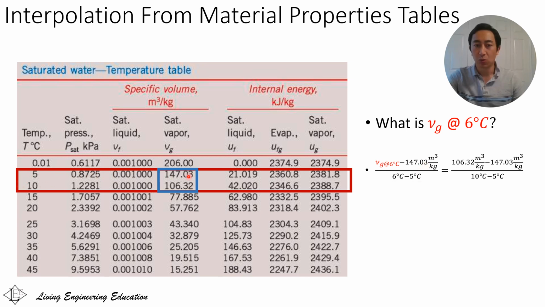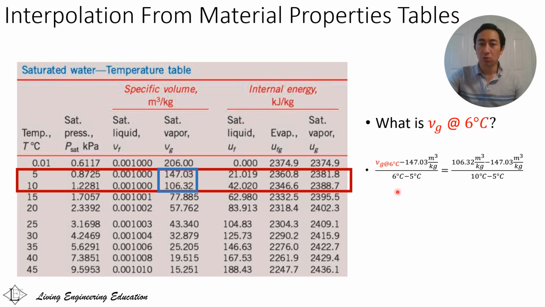So I just look at this row, and I relate it to my unknown. And I equate that to the slope of the known values, or those are the values at 5 degrees and 10 degrees. So 10 minus 5 degrees in the denominator, those are my x. And so then I have to associate the temperature to the correct specific volume. So 10 degrees, the specific volume there is 106.32, subtracted by the specific volume at 5 degrees, 147.03.